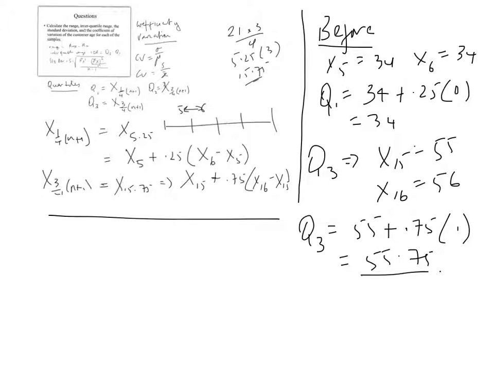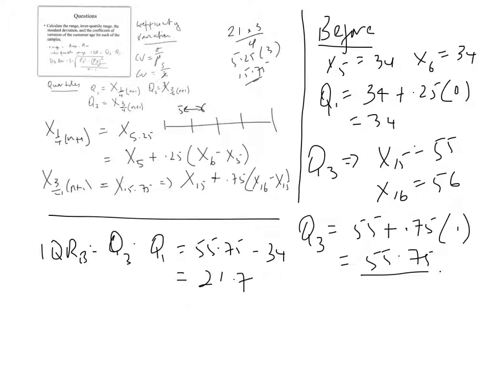We want the interquartile range for before. So IQR before is Q3 minus Q1, which is just 55.75 minus 34, which gives us 21.75. Make sense? So 21.75 is the interquartile range right here.